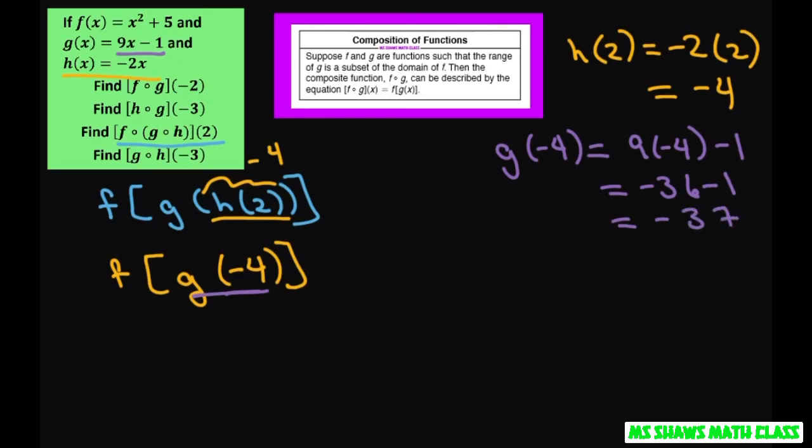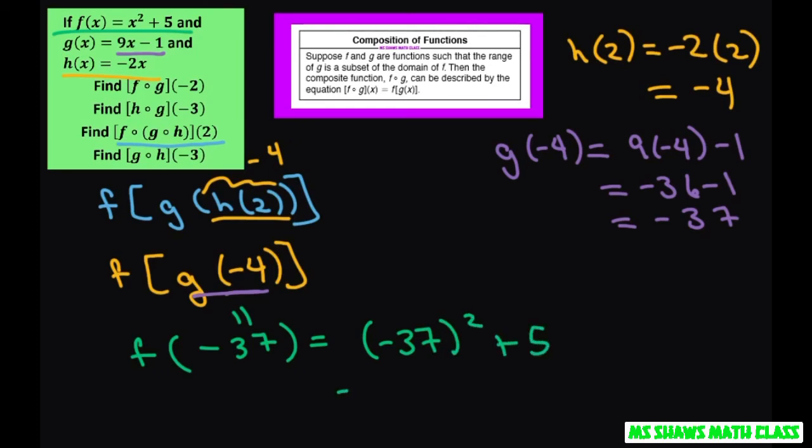All right. So now we substitute, this is negative 37, and we're doing f of negative 37. And that's going to be, you take your f, so negative 37 squared plus 5. And this is going to equal 1369 for that, plus 5 equals 1374.